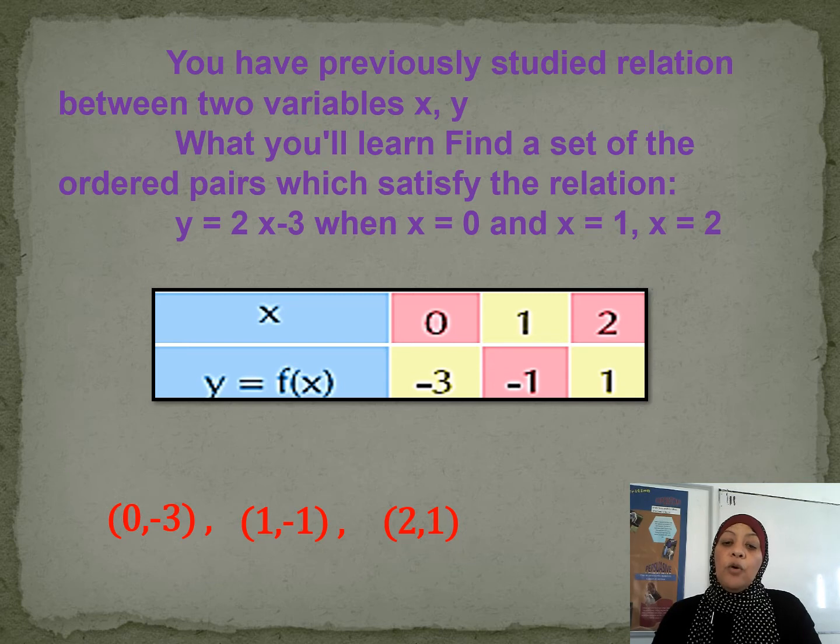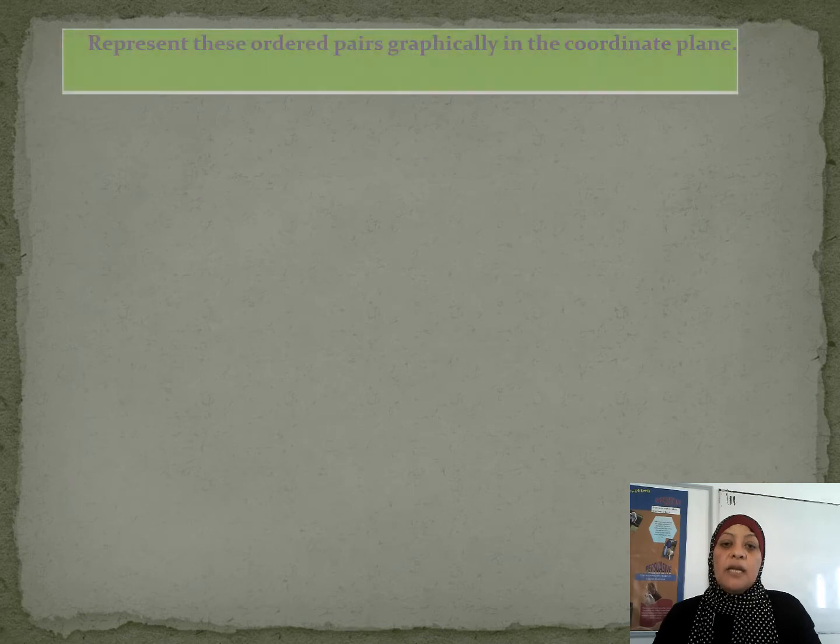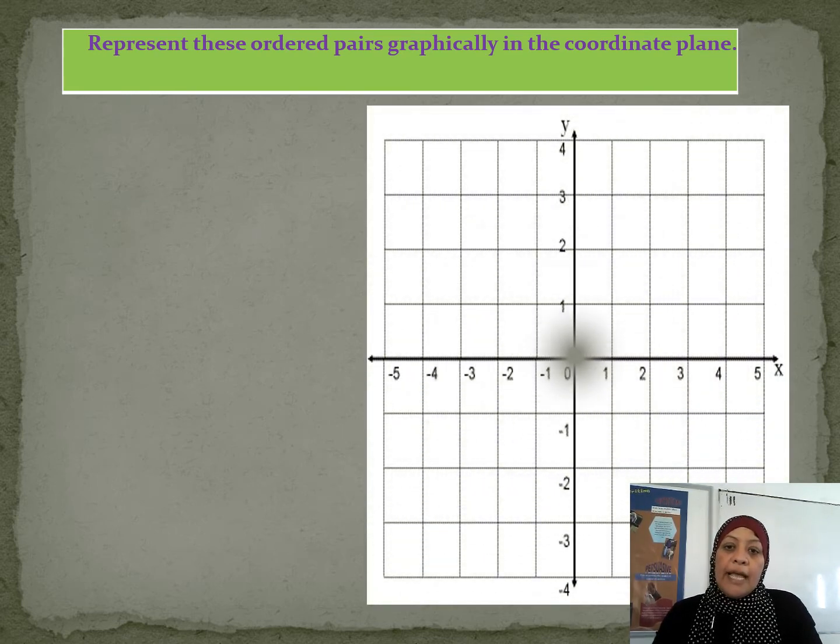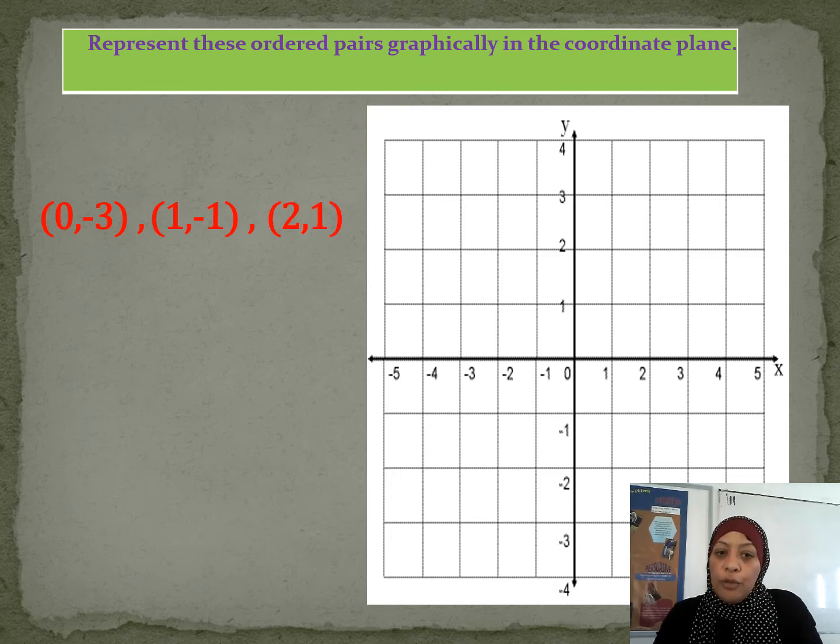Now I want to represent the ordered pairs graphically in the coordinate plane. Coordinate plane means a graph paper. I have two axes, x-axis and y-axis, with positive direction and negative direction for each. And I want to represent the 3 ordered pairs: 0 and negative 3, 1 and negative 1, 2 and 1.